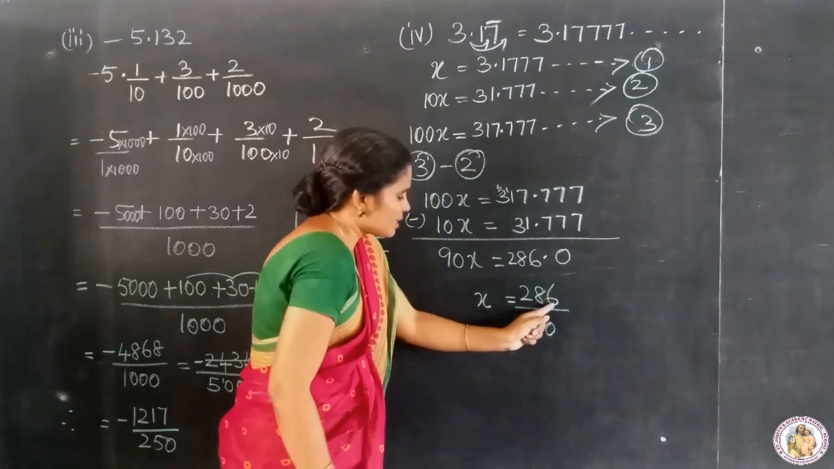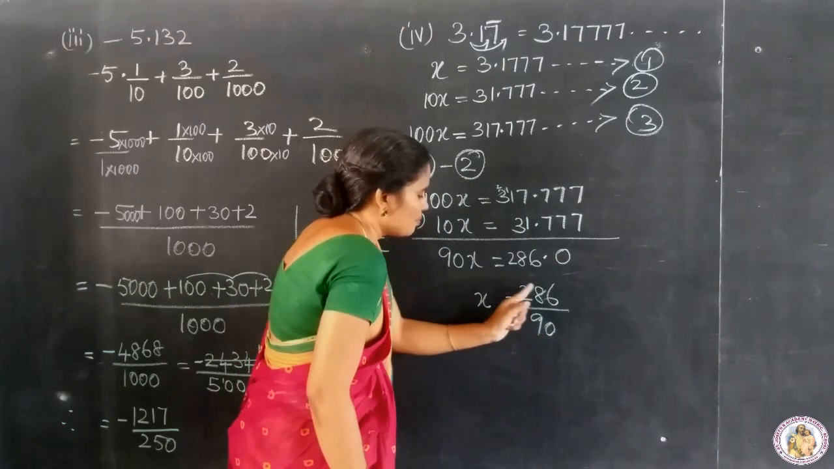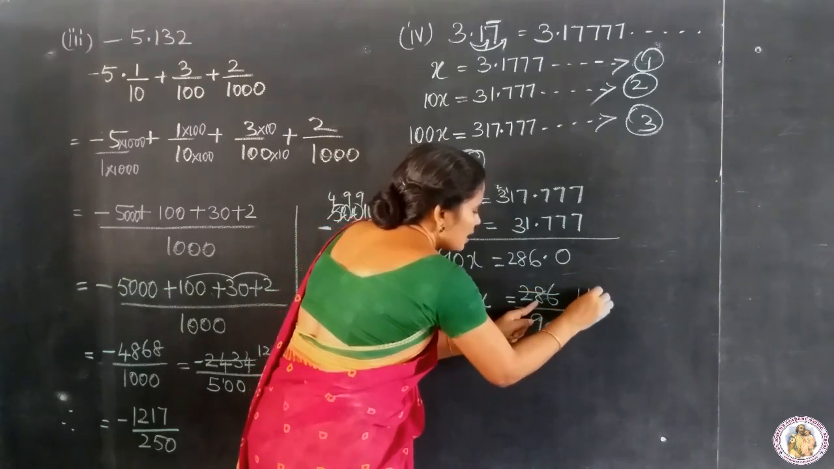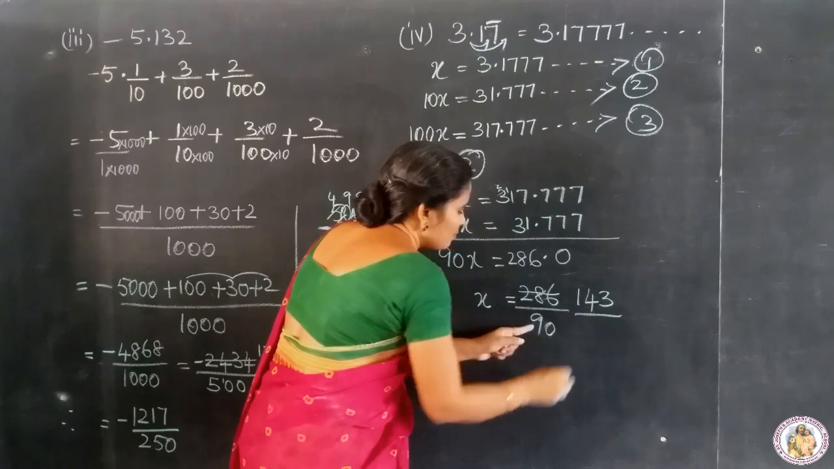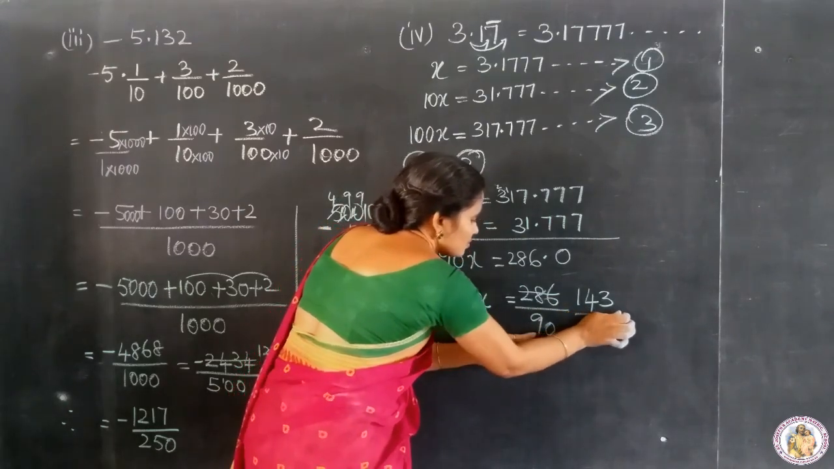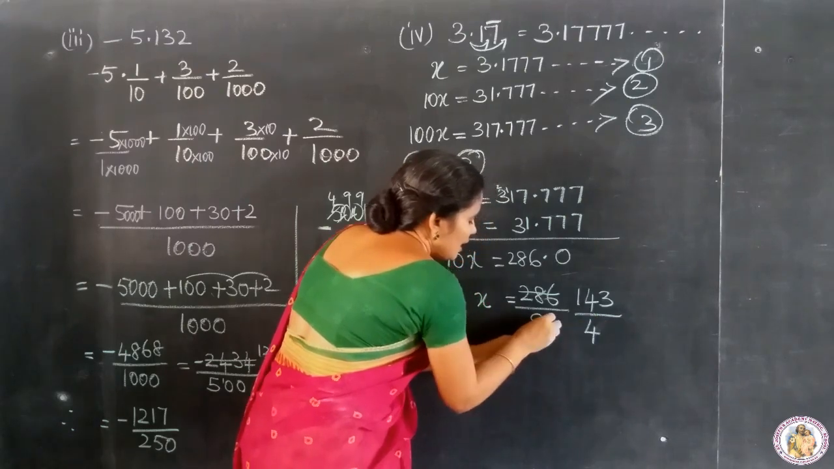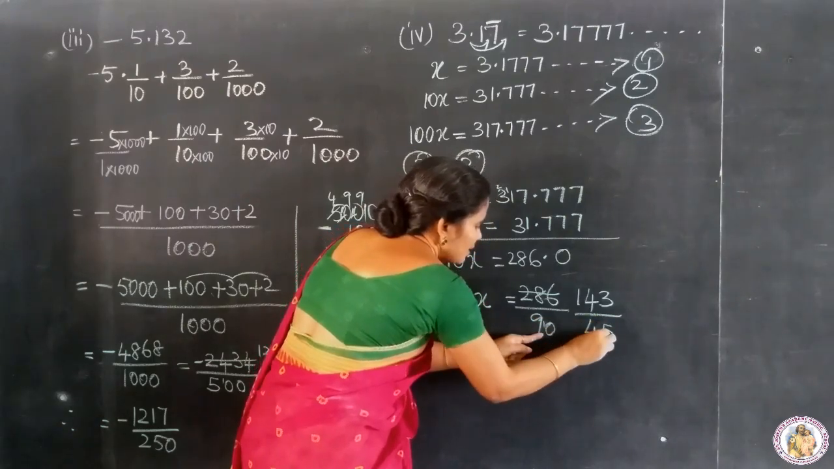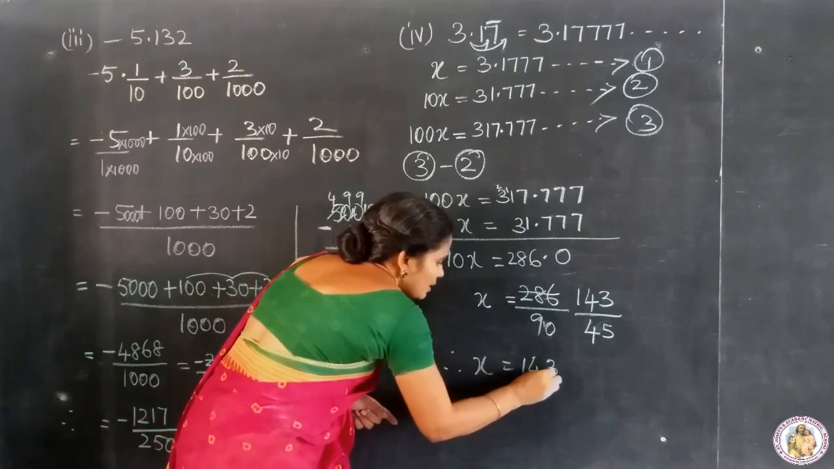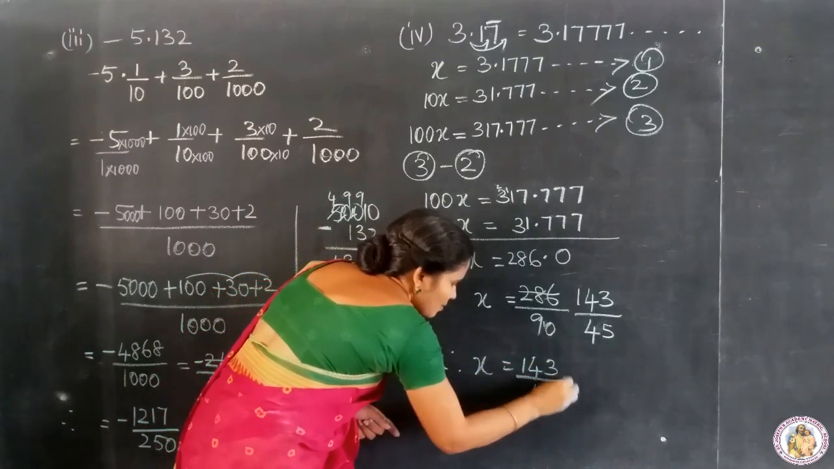The last number is 6 and here we have 0, so both will go in the 2 table. Divided by 4 twos are 8, 4 twos are 8, remaining one, 5 twos are 10. So therefore x is equal to 143 divided by 45.